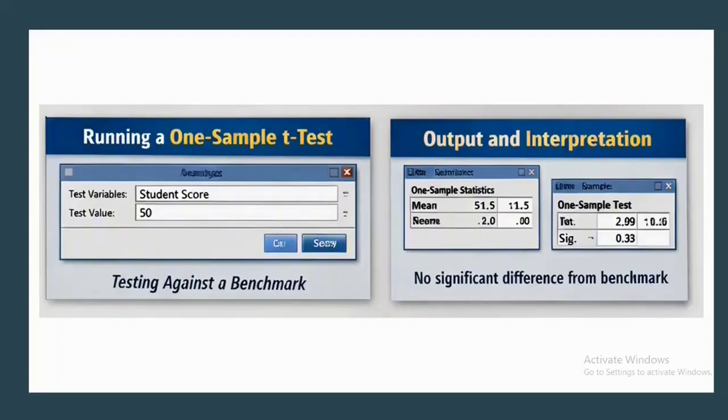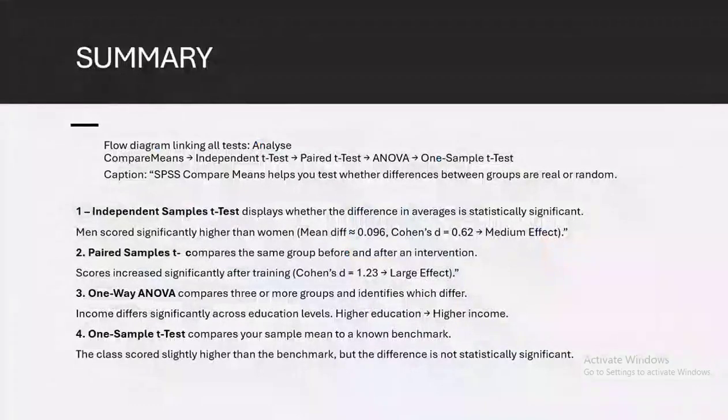In plain words, the class scored slightly higher than the national benchmark, but we cannot confidently conclude that the improvement is real. Summary and closing. So, to recap, the independent samples t-test showed that men scored significantly higher than women, with a moderate difference. The paired samples t-test demonstrated that training produced a large and meaningful improvement in scores.